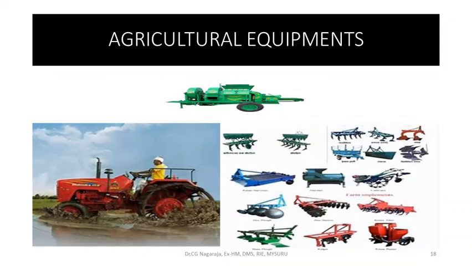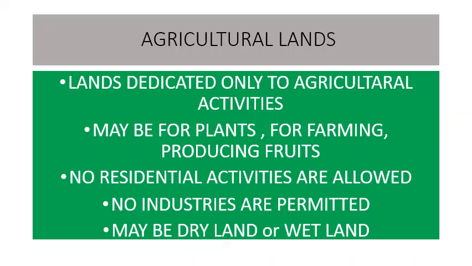Today's agricultural activities and implements are very different. What we see in the other slide is the earlier methods of doing. Today modern agriculture has tractors, and attached to tractors many implements are there in the agricultural activity. Now lands used for agriculture are dedicated only to produce plants and agricultural activities. It's called agricultural land. No residential activity is permitted in the agricultural land.